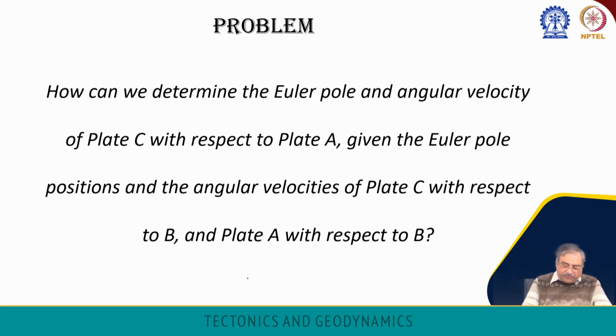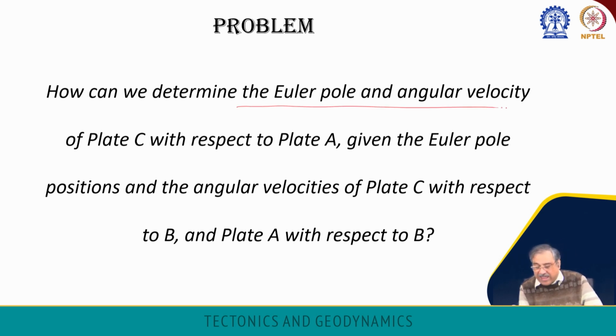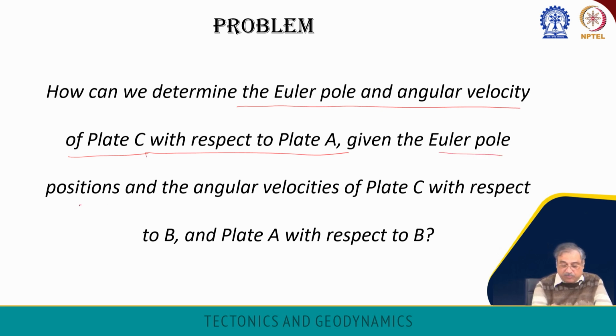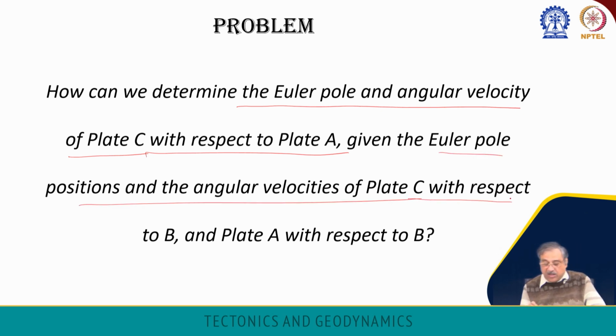So we can now rephrase the problem. How can we determine the Euler pole and angular velocity of plate C with respect to plate A? The angular velocity as well as the Euler pole of rotation of plate C with respect to plate A, given the Euler poles and velocities of plate C with respect to B and plate A with respect to B.